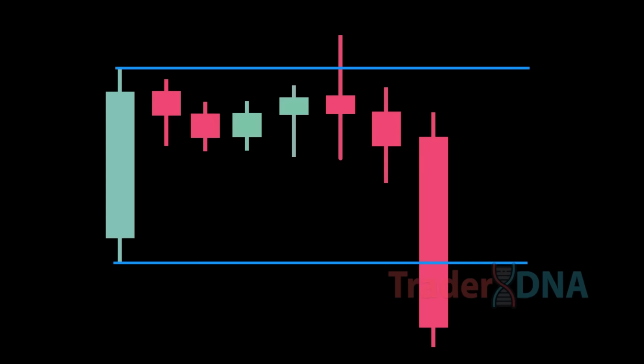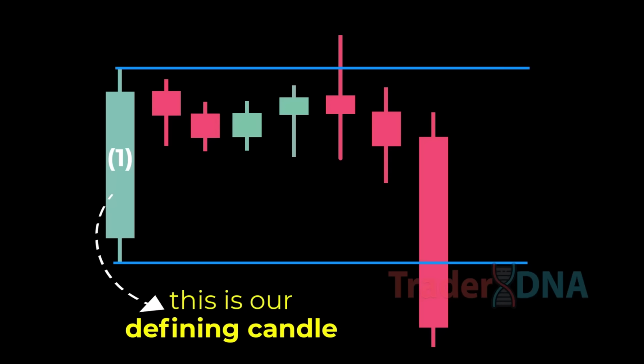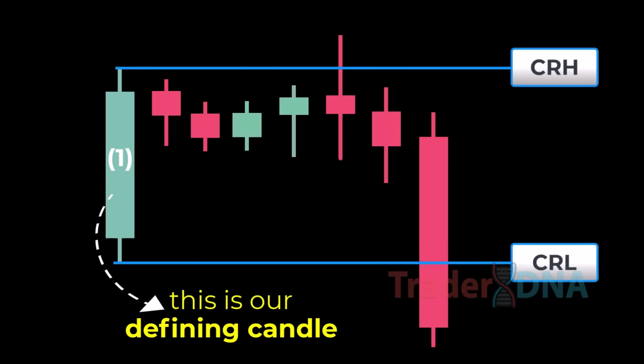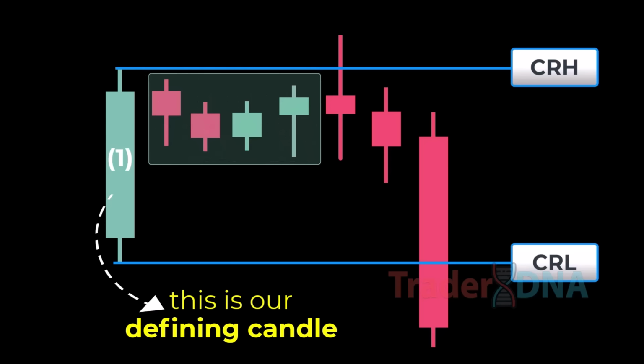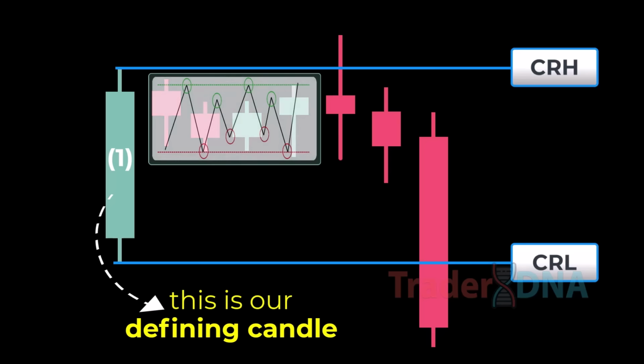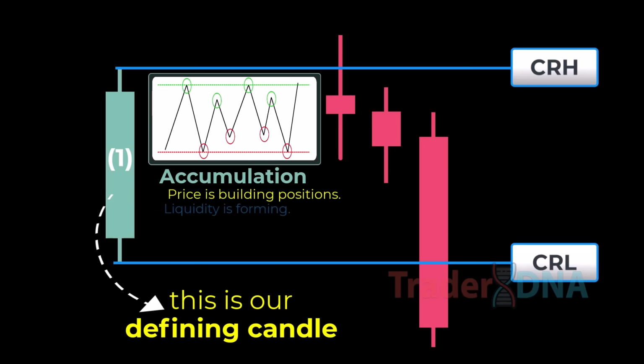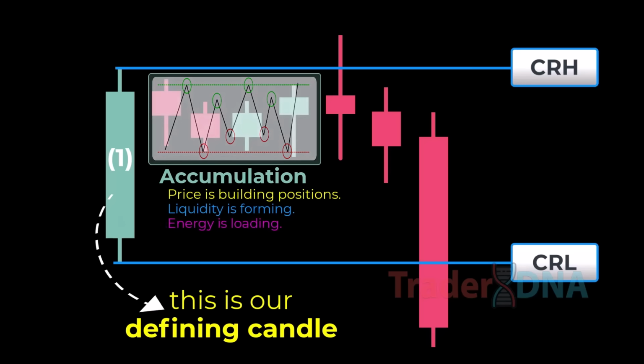You can literally see the AMD structure unfolding. We start with the first candle. That's our defining candle. That's where we mark the candle range high, CRH, and the candle range low. That's our range. Then what happens next? We get a cluster of candles, and notice how they barely move price in either direction. No aggressive expansion, no breakout, just compression. That right there is accumulation. Price is building positions, liquidity is forming, energy is loading.